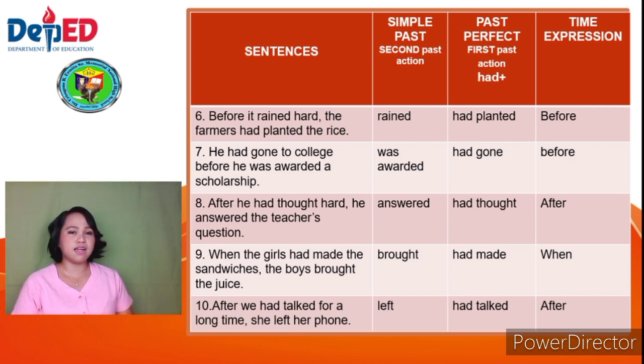Number 8. After he had thought hard, he answered the teacher's question. Time expression after. Past perfect, had thought. Simple past, answered. Number 9. When the girls had made the sandwiches, the boys brought the juice. Time expression when. We have here past perfect, had made. Simple past, brought. Number 10. After we had talked for a long time, she left her phone. The time expression after. We have here the past perfect, had talked, and the simple past, left.